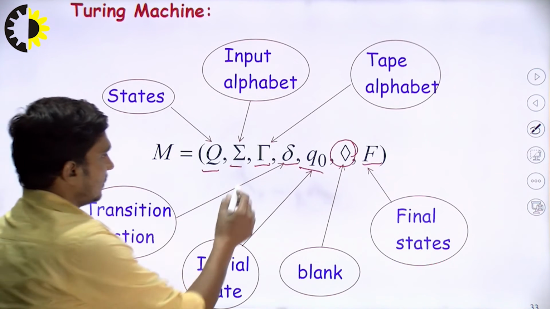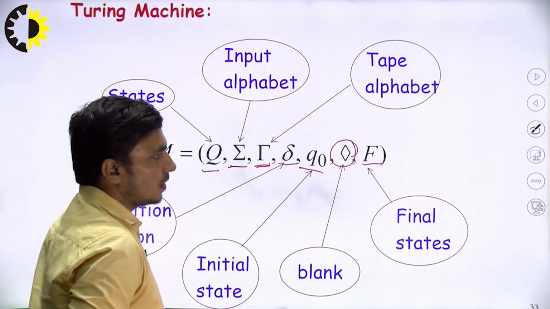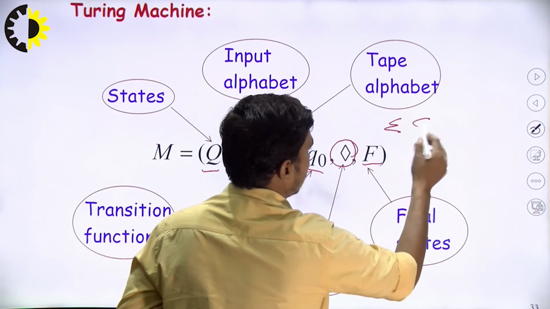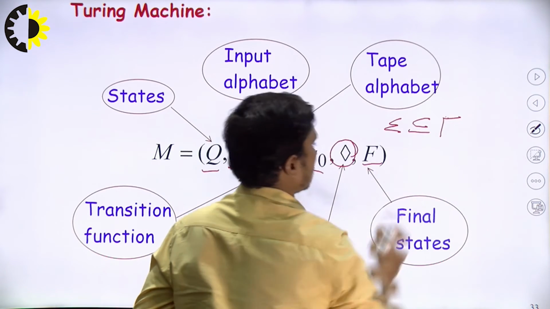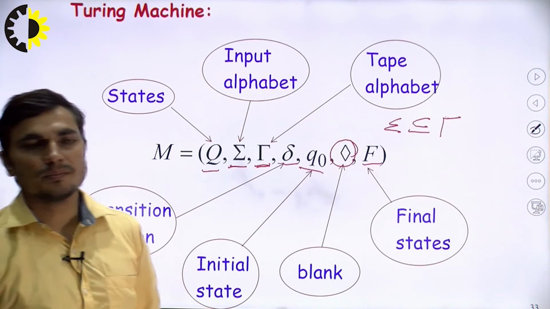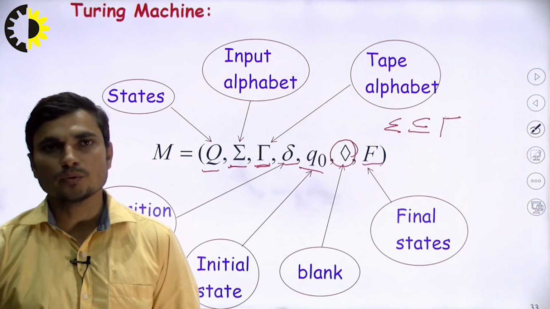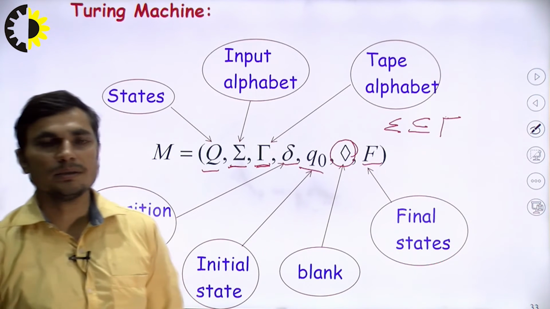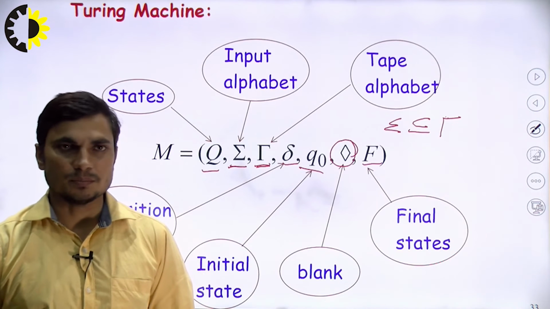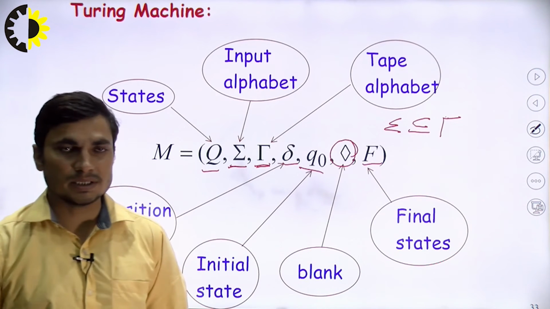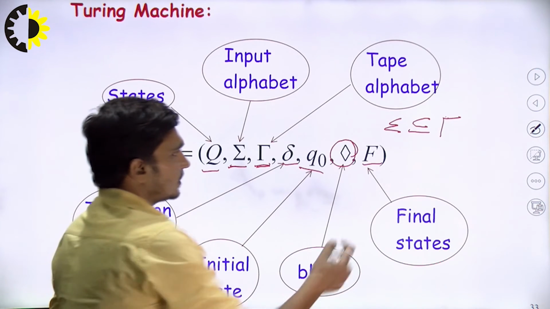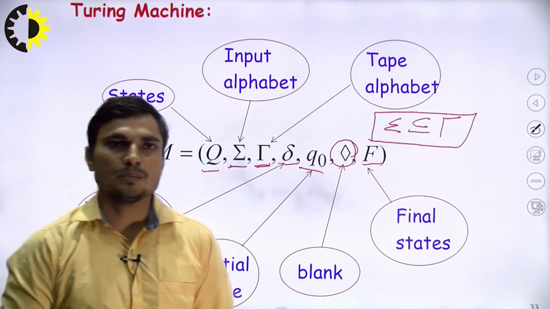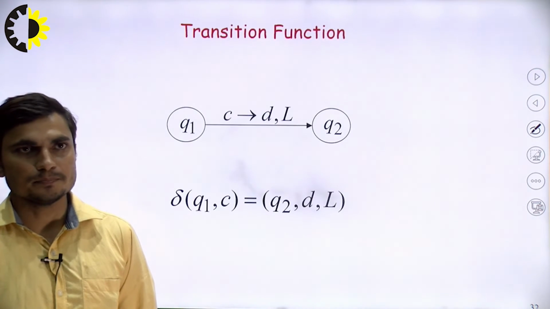Now at this point we are having this sigma and this gamma. It is assumed that sigma is a subset of gamma. We can write the input symbols on the tape, as well as certain other symbols which are other than the input symbols. There may be such situations, and we will see certain examples of that. For that reason, we say that sigma is a subset of gamma, or the input alphabet is a subset of the tape alphabet.